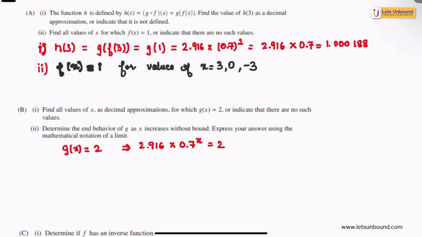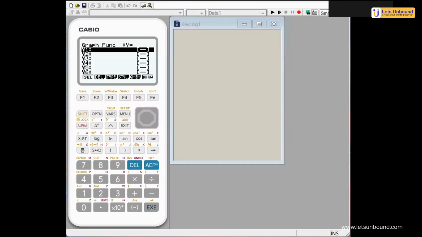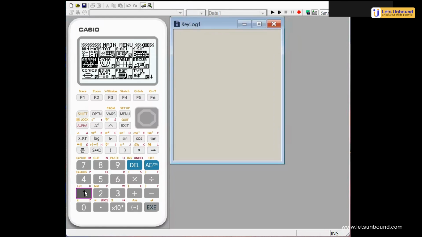To solve for this, we will need our calculators because we have to find the value of x. For the first step, we will do 0.7 to the power x is equal to 2 divided by 2.916. Let's do this on our scientific calculators. As you can see, we will go to the run matrix and try to solve for this value. First, we will divide 2 by 2.916. We'll get our answer as 0.6858.